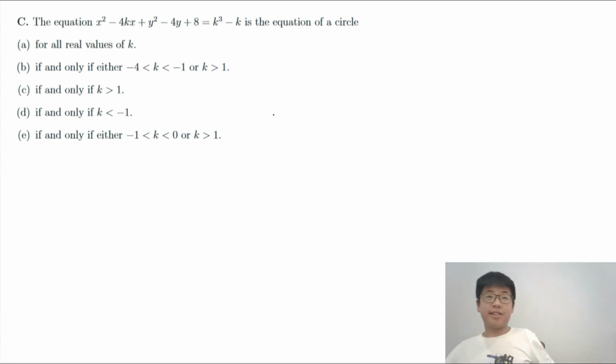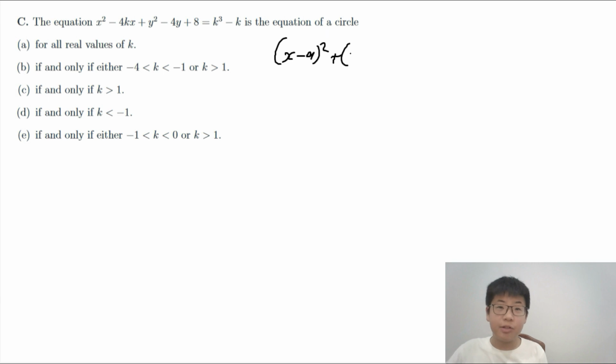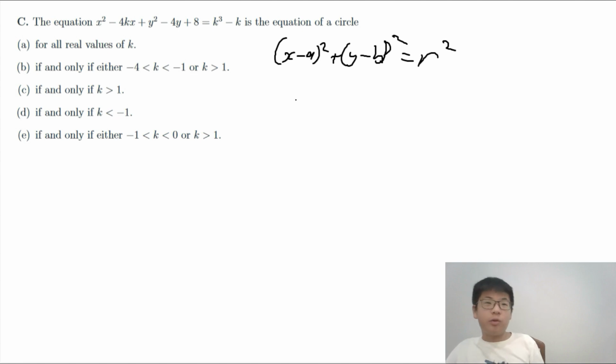The equation is the equation of a circle. How do we find it's a circle? Well, a circle should be in the form (x minus a) squared plus (y minus b) squared equals r squared, but who cares? It's radius agnostic. So we just add 4k squared plus 4 to both sides.